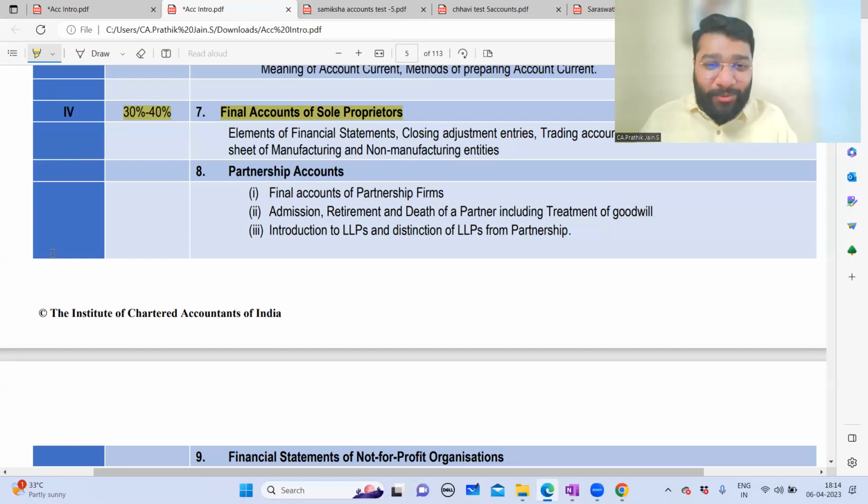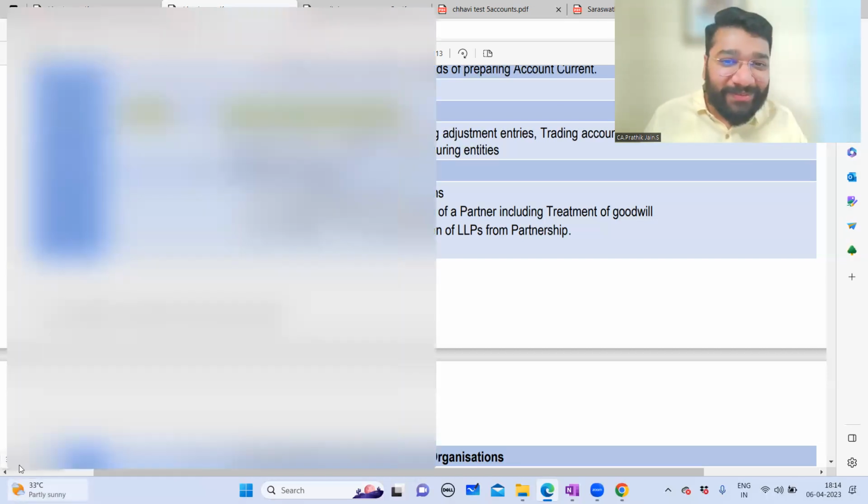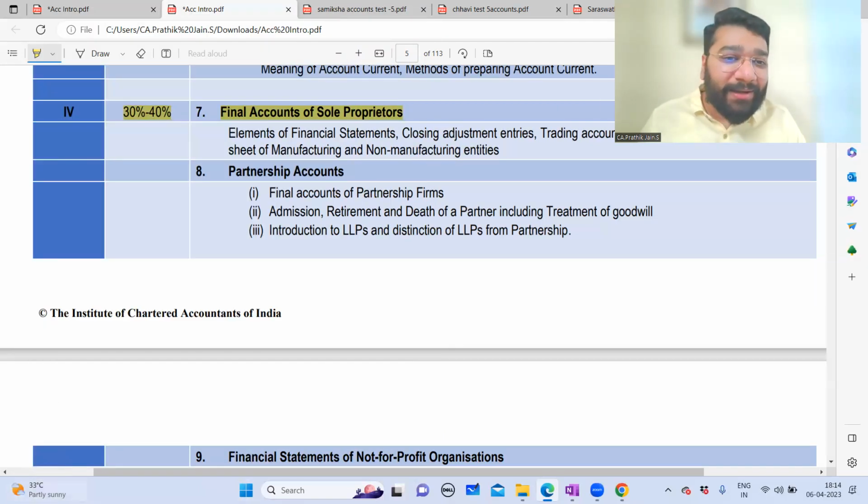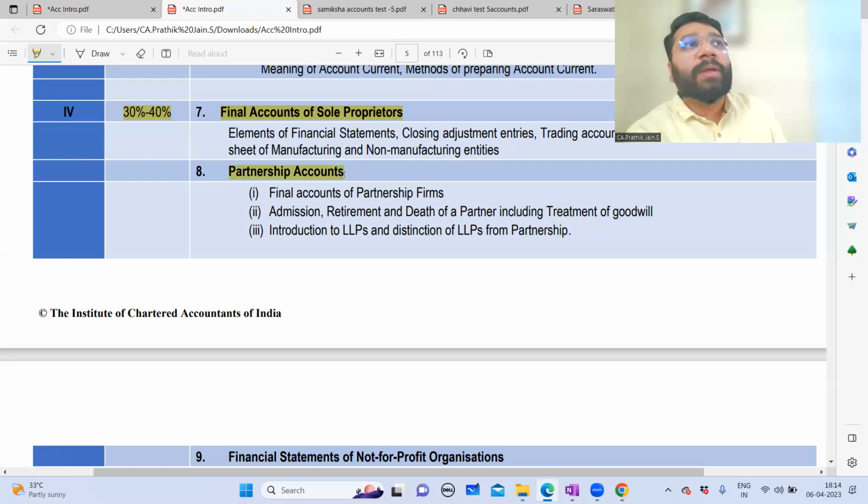Then comes the most deadliest topic, like that you will think, but that's not so. And which is your partnership accounts. There's only one change here. In your 12th standard, if I talk about CBSE people, you would have studied dissolution. So your dissolution is not there. It is there in your CA Intermediate. So you have your fundamentals, goodwill, change in profit sharing ratio, admission, retirement, death.